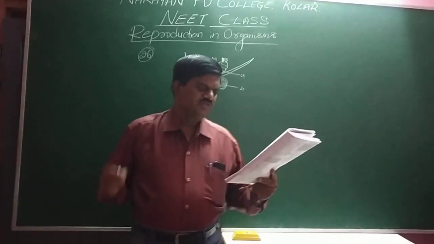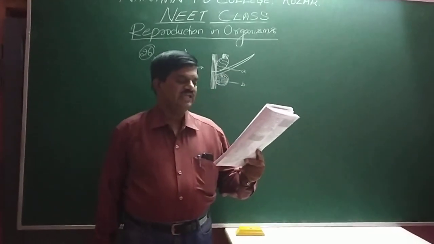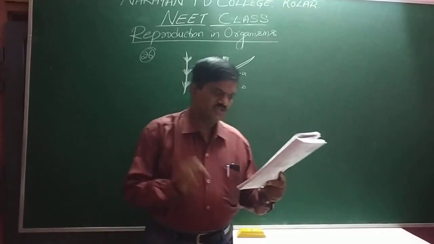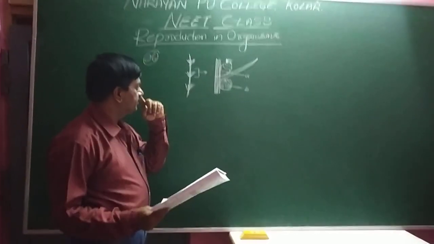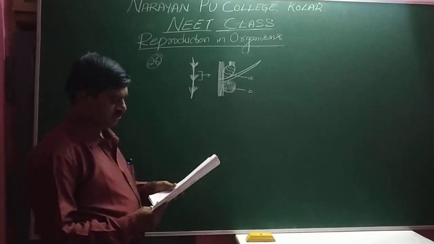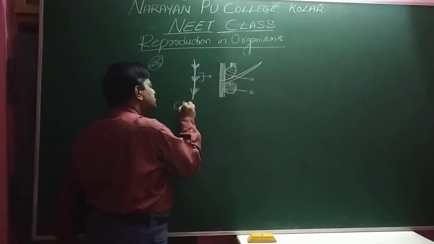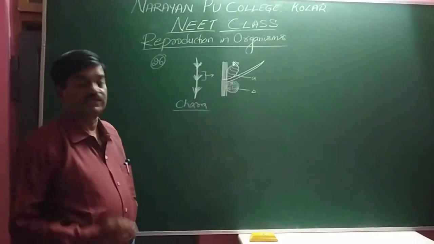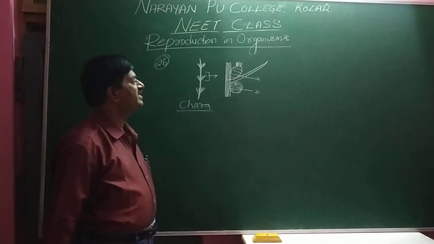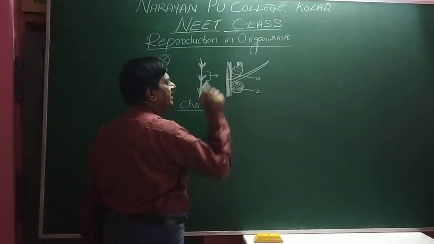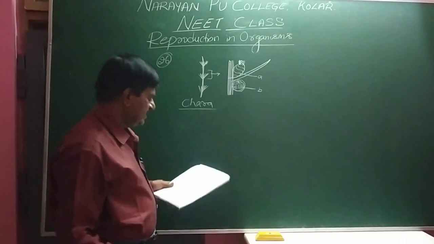So we'll start with the next question. Recognize the figure and find out the correct matching. Here the 26th question has a figure like this showing the sex organs. This is one of the algal plants called Chara. In this Chara, there is a formation of both the gametes: one is called the female gamete, one is called the male gamete.